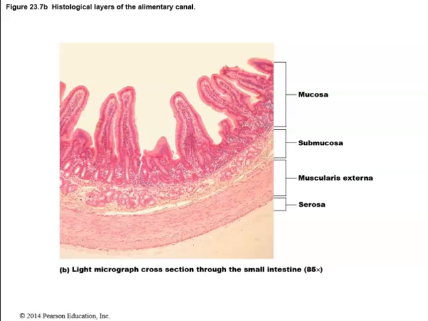And just a histological slide of the alimentary canal, so we can see the innermost mucosa. Then we have the submucosa, which contains lymphatic vessels, blood vessels, nerves. And then we have the muscularis externa with that inner circular layer and then outer longitudinal layer. And then we have the outermost serosa, which is the visceral peritoneum.